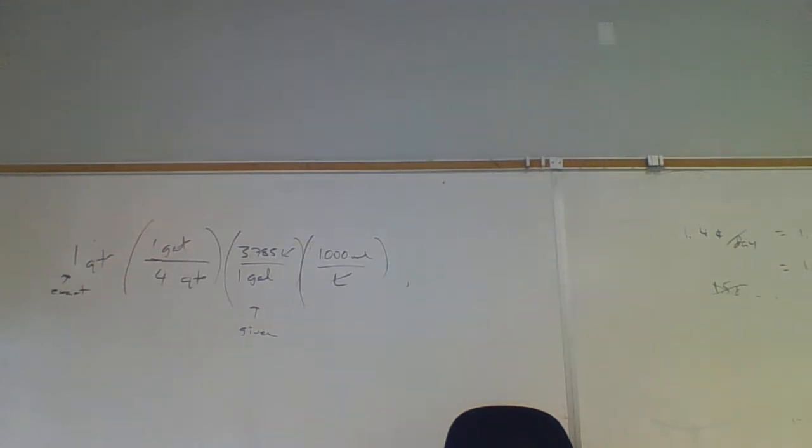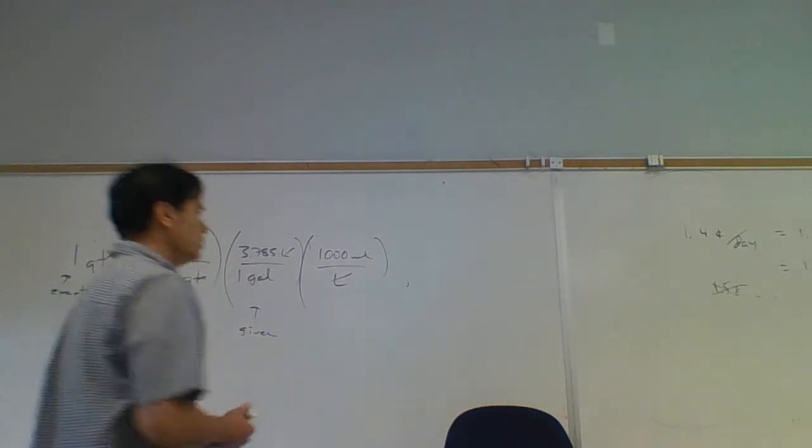Do I have the calculator still up here? All right. Okay, I'll just punch it out here. So I'm going to do 3.785, just to streamline it a little bit, divided by 4 times 1,000. 946.25.